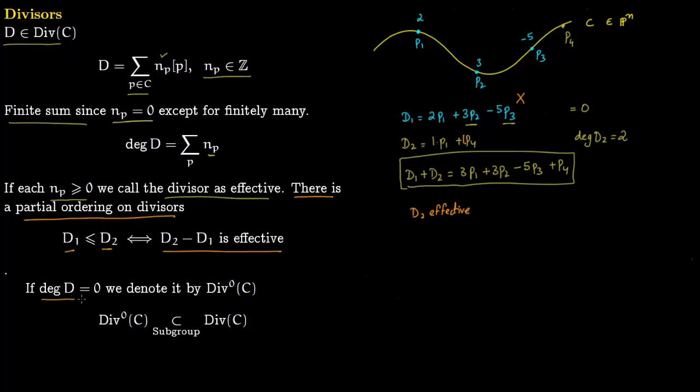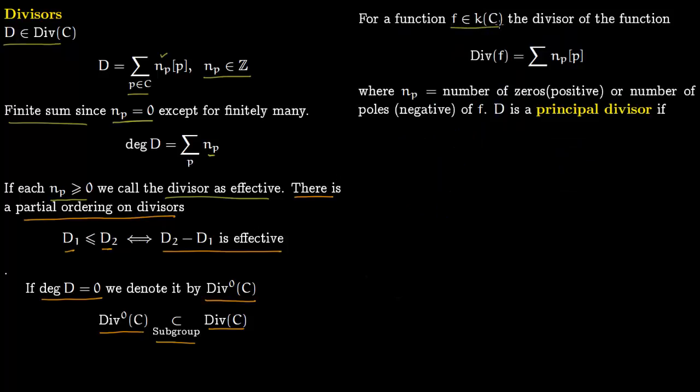So if the degree of D is 0, then you denote that subgroup by this. Obviously, the degree could be anything. Say the degree here is 2; the degree could be negative, or any positive number. But if it is 0, then you write it as this. So this is a subgroup of this bigger group of divisors on C.